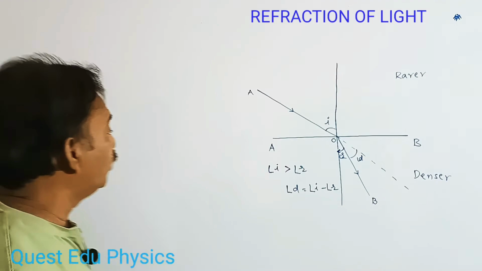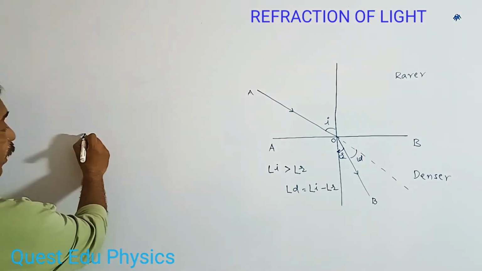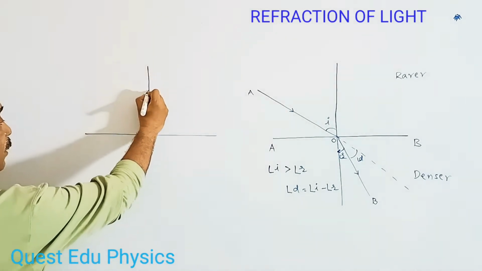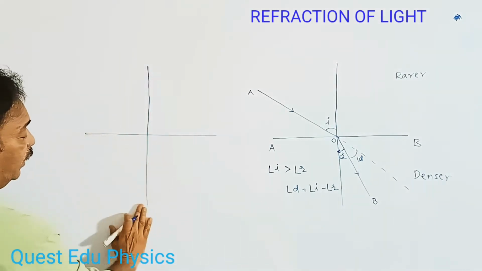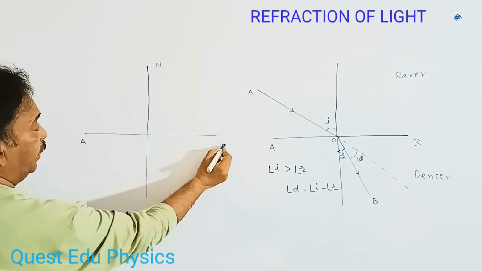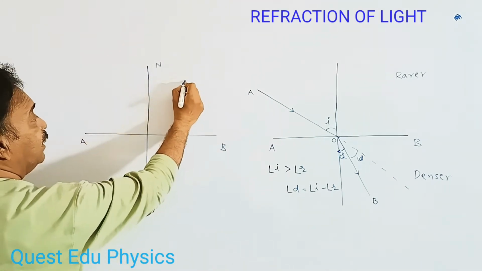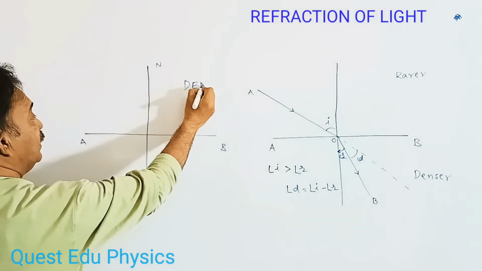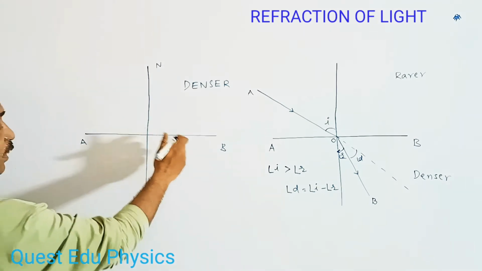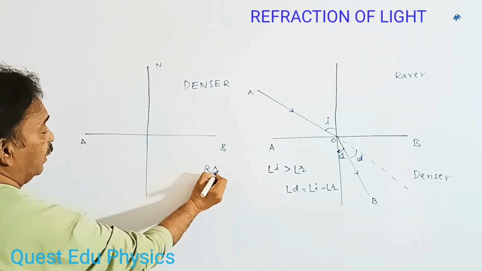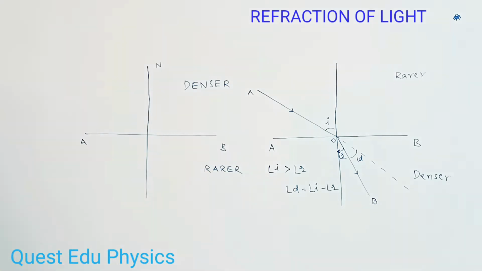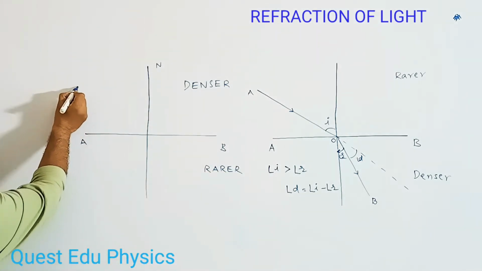Okay, students, the same thing could happen when light is propagating from denser to rarer. Usually I draw a normal, say N, at the boundary of separation AB, and say this is the denser. See the difference, students. In the first case, I took the first medium as the rarer. Here the first is denser and the second medium is rarer. Both are optical media, students. Optical means you can see through.